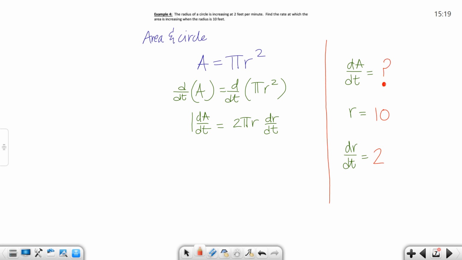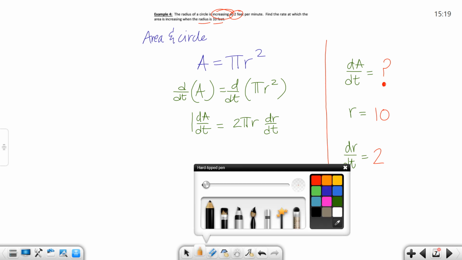Now I want to point back out why r is 10. R is your regular radius, and it says radius is 10. That's how I knew that one. The other one says it's increasing at 2 feet per minute. That's a rate. That's how I knew that one.